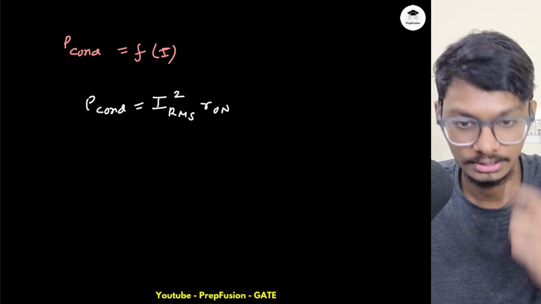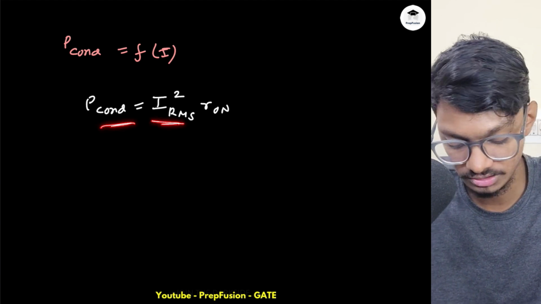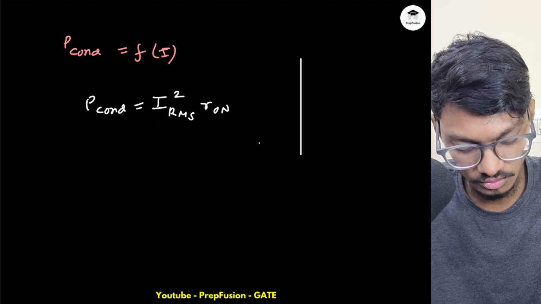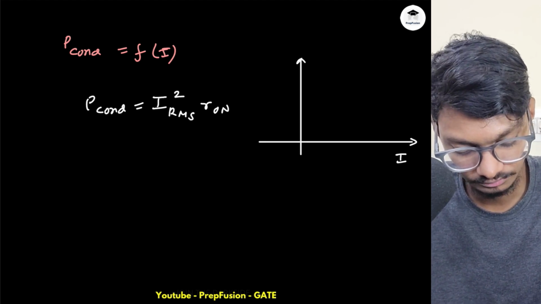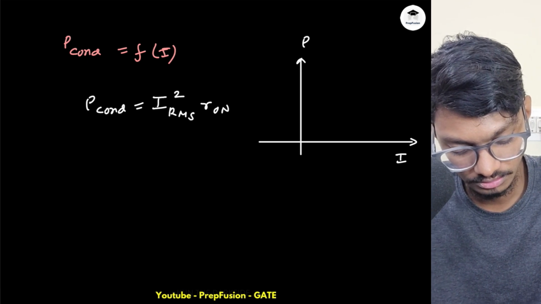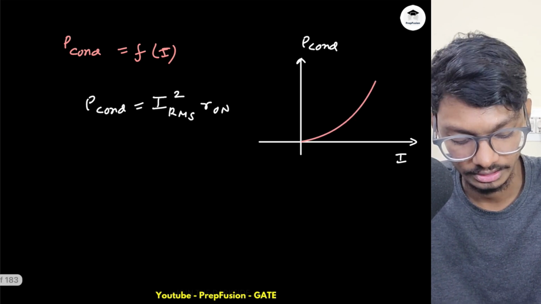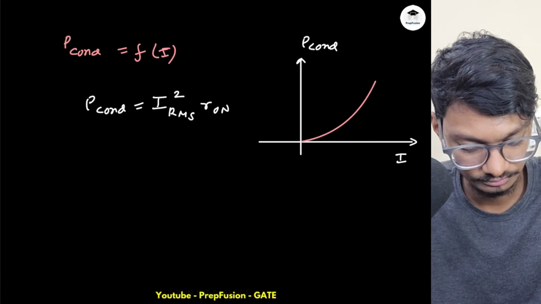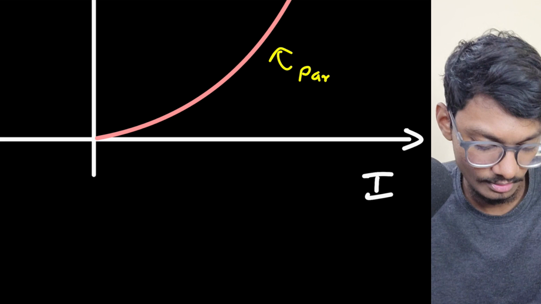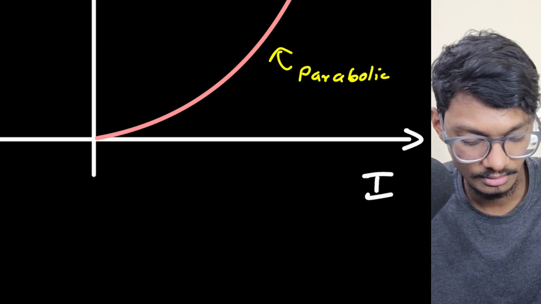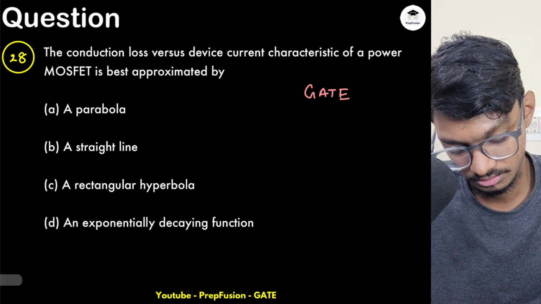P conduction is equal to I square RMS into R on. So basically, here is the x-axis, this is the y-axis. So if I plot my P conduction with respect to I conduction, basically it will be parabolic in nature. It will be parabolic. So it will be option A.